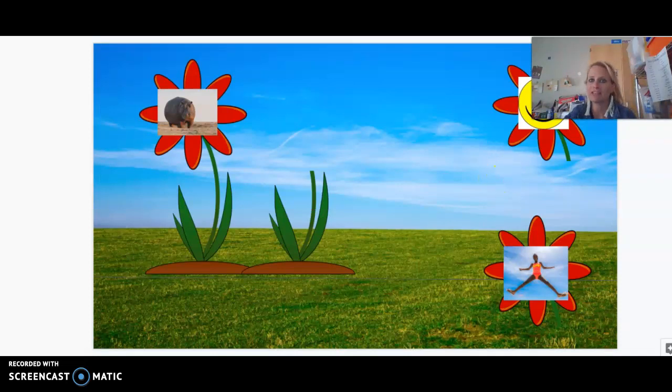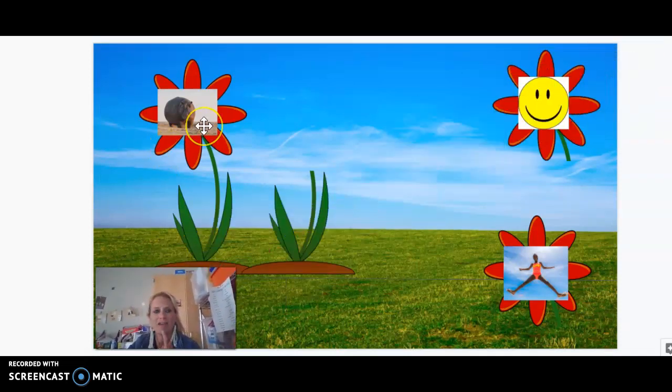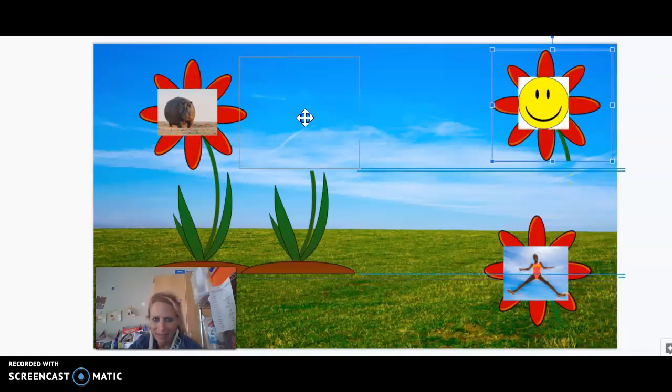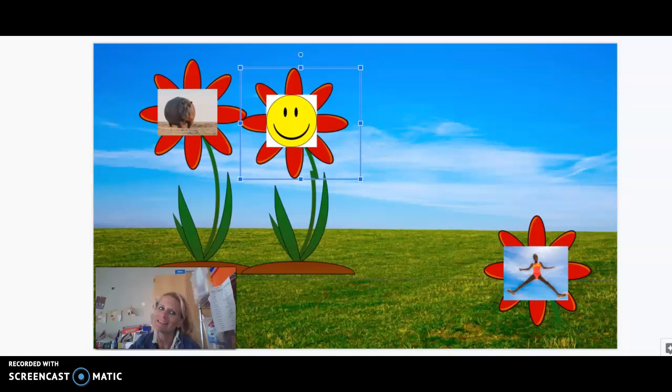Match these beginning sounds together. My plants need to find the same beginning sound, so I have hippo. What else starts with the same sound as hippo? Happy or jump? Hippo, happy. Have the same beginning sound.